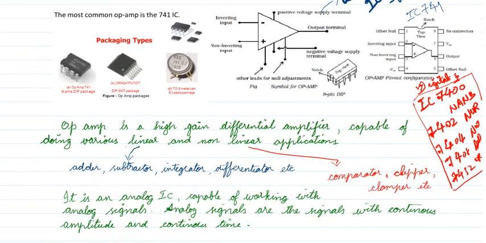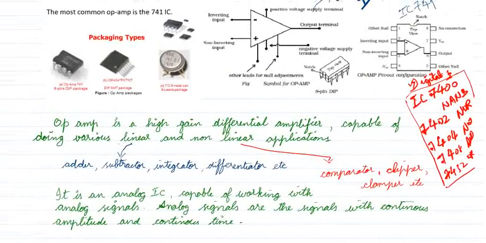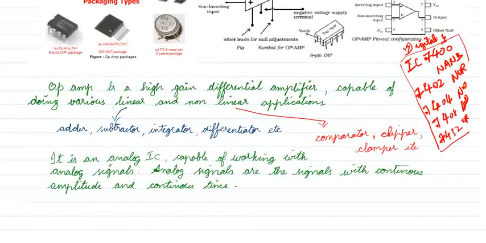Yes, that's what I mentioned here. It's an analog IC which is capable of working with analog signals. Analog signals are signals with continuous amplitude and continuous time. If you look here, we know this is your amplitude axis and this is your time axis. The signal will be continuous in amplitude as well as continuous in time. Such signals are called analog signals.